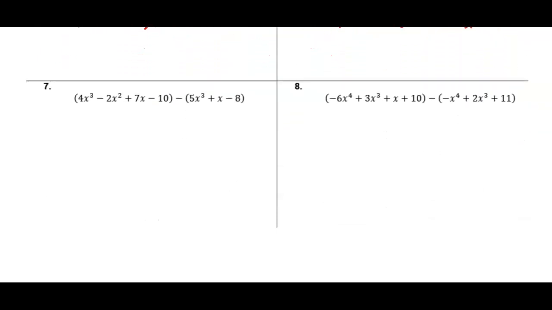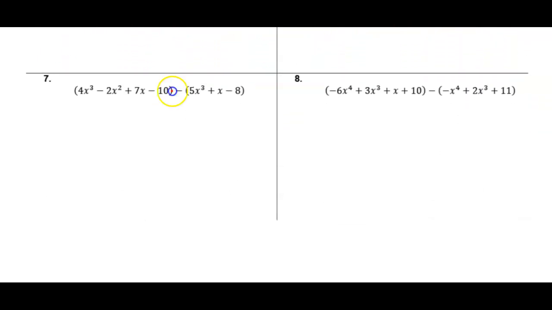Okay. Now, 7 and 8. Does everyone see that this is subtraction? Okay. So what do you got to do? You got to change the signs in the right parentheses. Change all the signs. So this is really plus negative 5x cubed minus x plus 8.